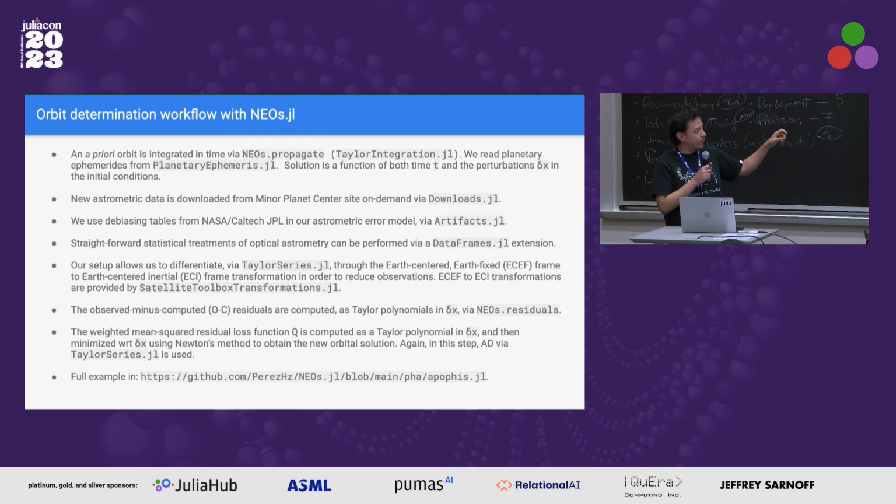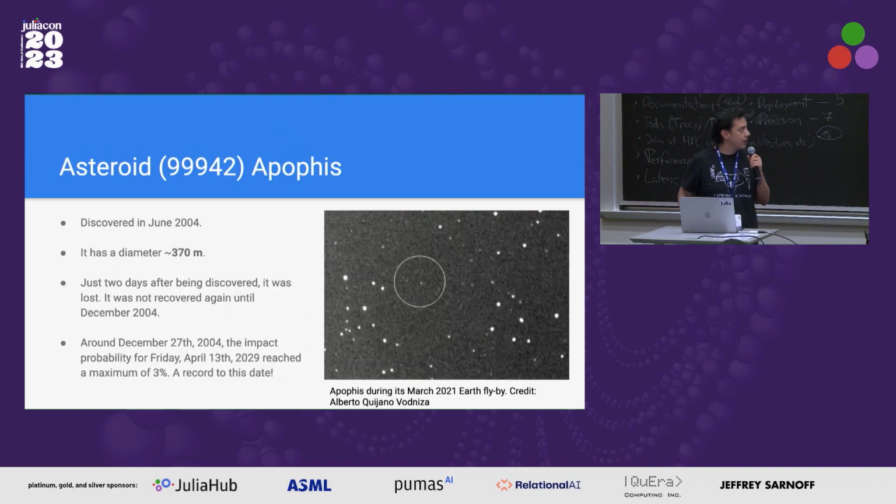Then, for example, for our optimization procedure, that is finding the minimum of the mean square residual function, which is our loss function, we can essentially treat our loss function as a Taylor polynomial in the perturbations of the reference orbit, and then we can minimize that, and it's very straightforward to find the best candidate, right?